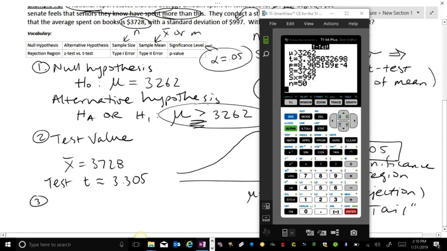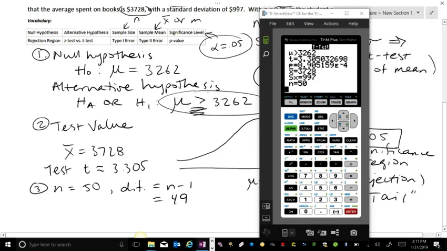Okay, step number 3. I want to know where this lives in terms of my normal curve. So I need to find the value that cuts off that normal curve. So the next one that I'm looking for is going to come off of my table. N is equal to 50. I'm going to use table F. I need degrees of freedom, which is n minus 1. So that's going to give me 49 degrees of freedom.